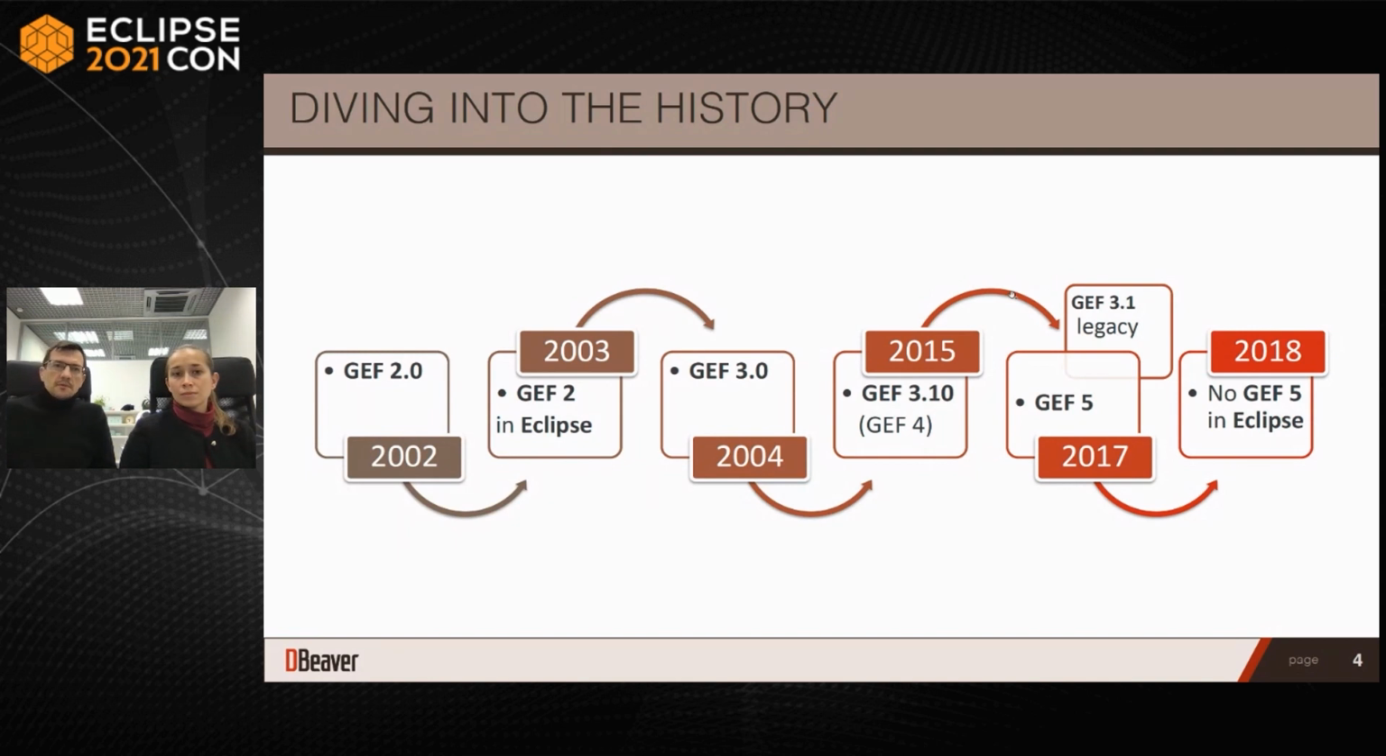But at the same time, another successor of GEF 3, GEF 5, appeared, and the main idea was to switch from the original Eclipse UI framework, SWT, to JavaFX. At that time, JavaFX was the primary Java framework for UI rendering, which replaced Swing, and it was quite a straightforward solution to use JavaFX for diagram rendering.